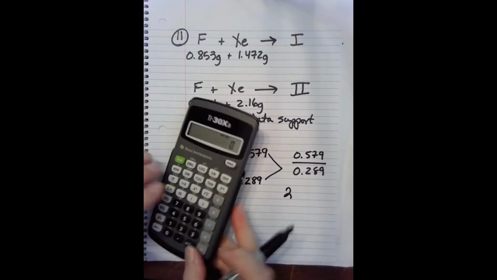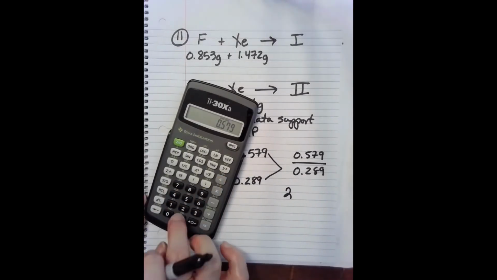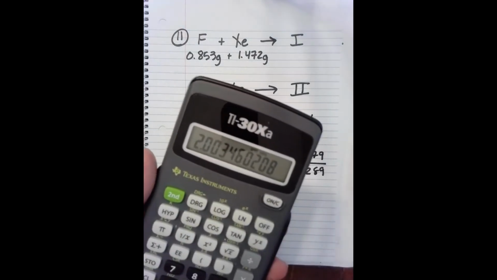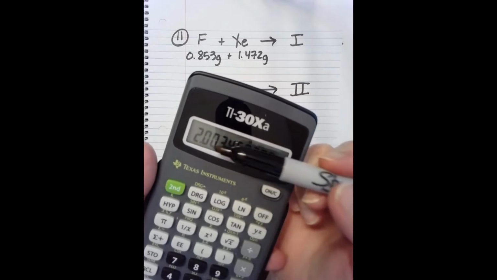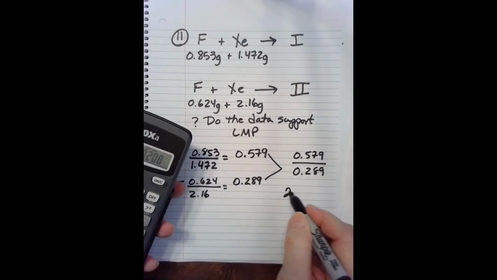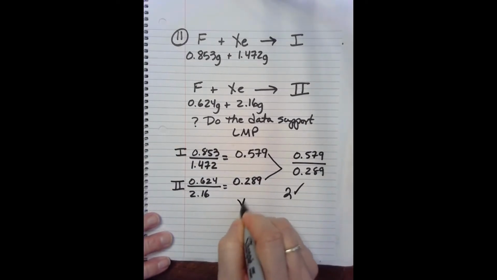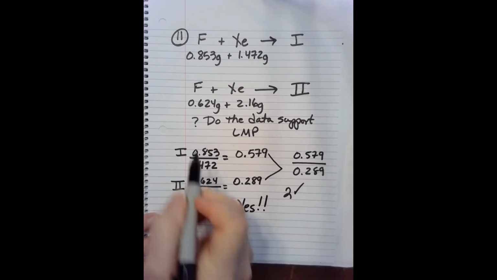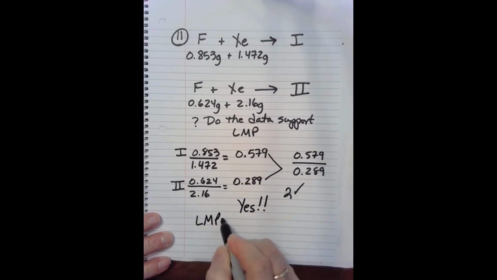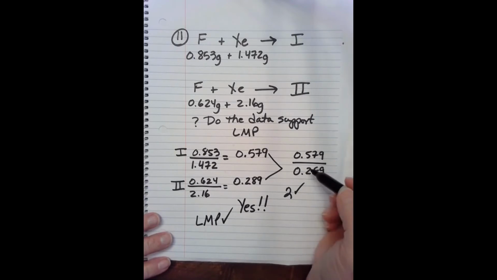Now, was it exactly 2? Let's look at this: 0.579 divided by 0.289 equals, okay, so look at this. It's not exactly 2. But in rounding, I can't keep those numbers, that's just way too small, so I can call that the whole number 2. So to this question, the data supports it. The law of multiple proportions is supported, yes, because we ended up with a whole number based on these ratios.